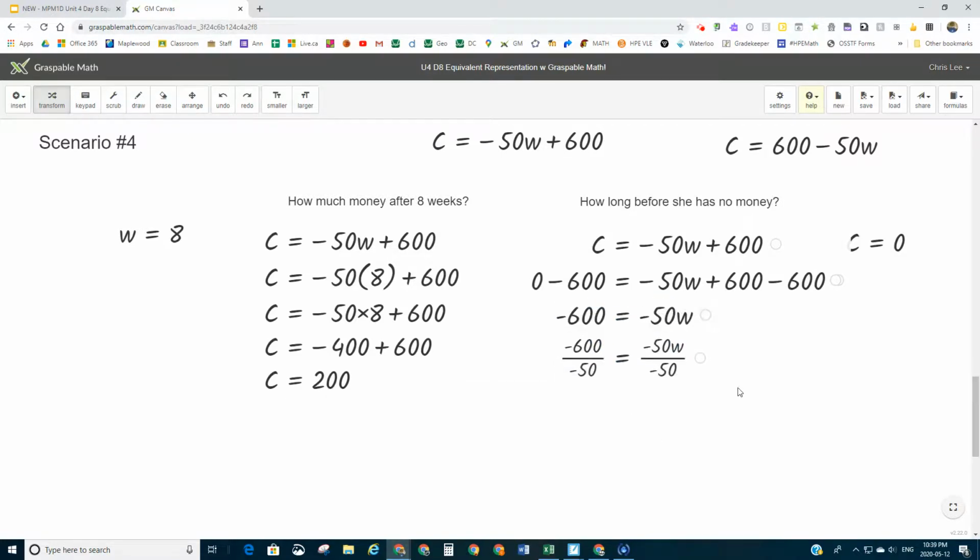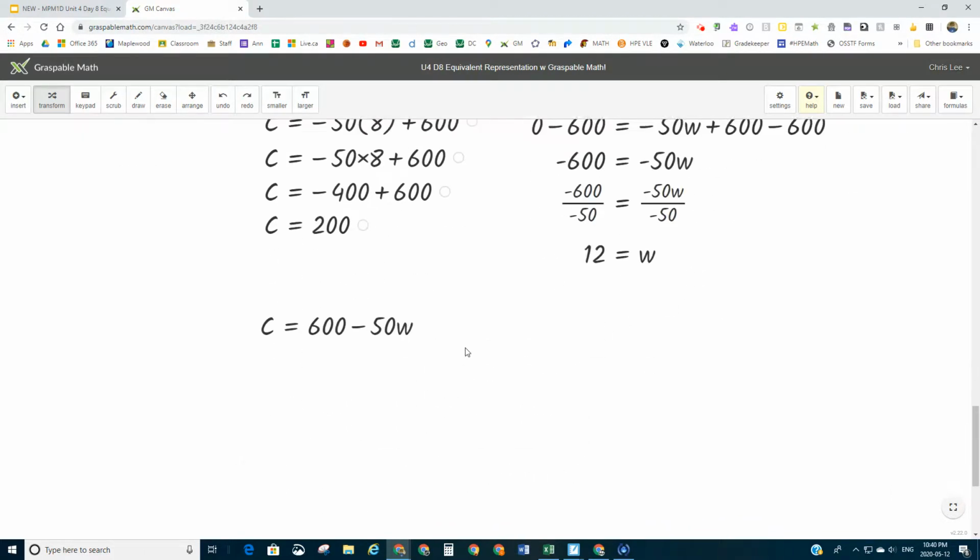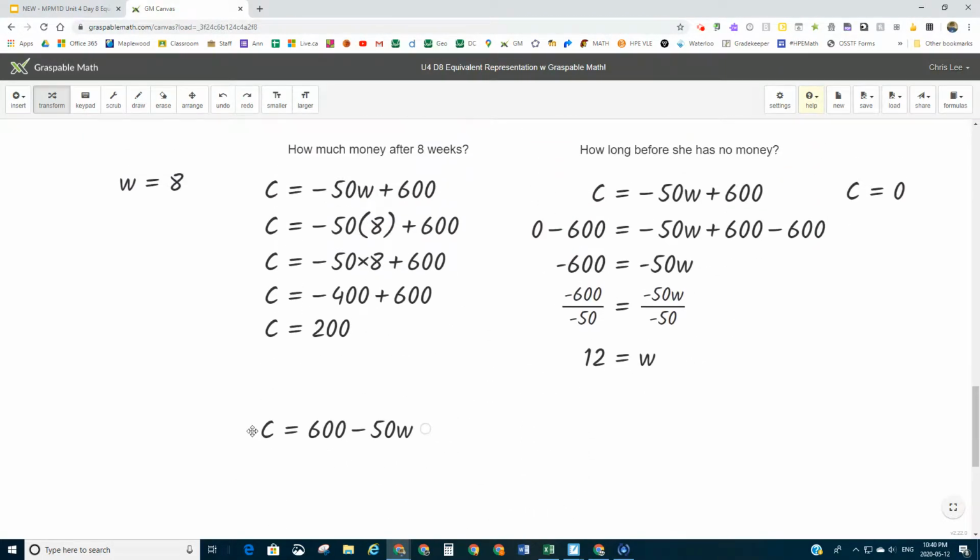Done. All right. Now let's see that operations happening. There's that division and this division. And you can see now that the negative divided by a negative gets us 12. And we find out that she will have $0, no money, after 12 weeks. All right. Now, if you wanted to use this version of it, let's actually bring this guy down here. Let's see how it works with this version.